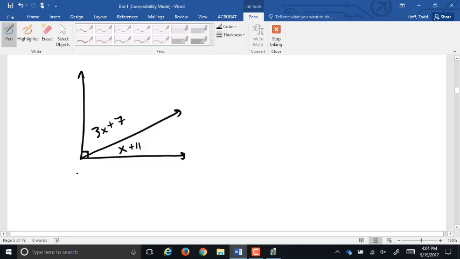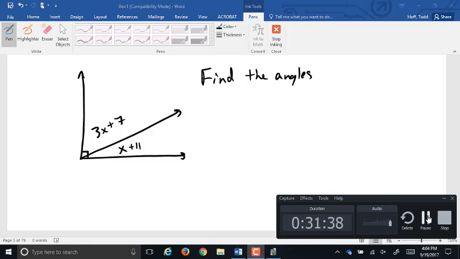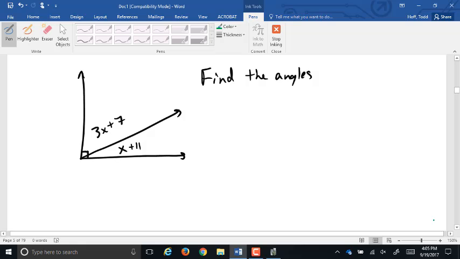In your notes, I want you to find these two angles. Find the angles. We'll talk about it in just a minute. So looking at this, what's the relationship between the two angles? They add up to 90. So 3x plus 7 plus x plus 11 has to equal 90. From there, what do we do?